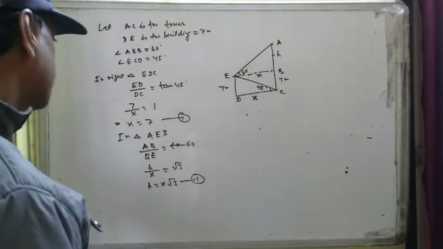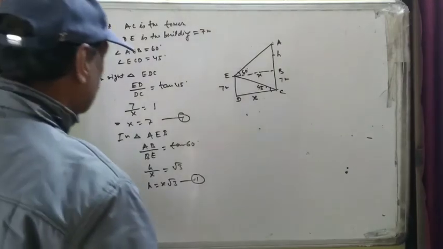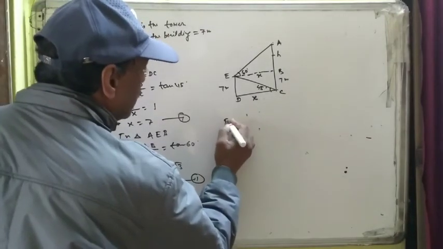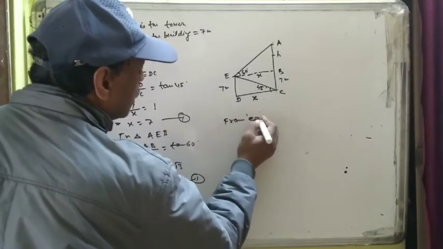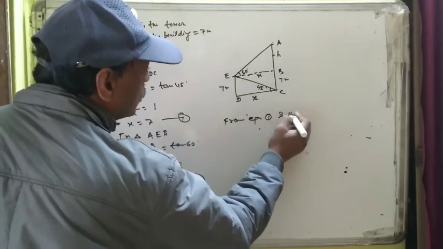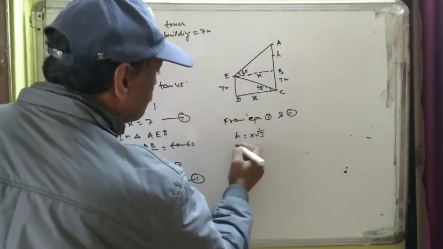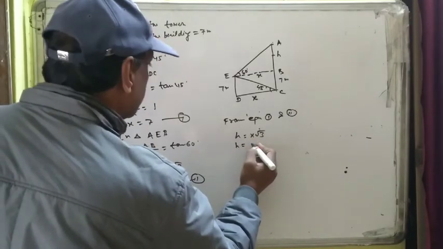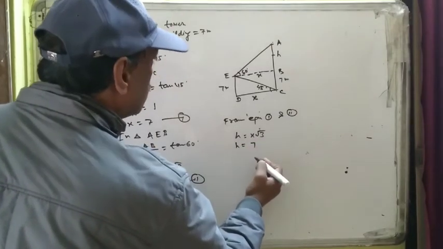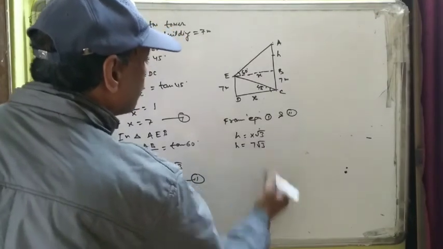Right, from equation first and second, we will try to get the value of h. So just write here from equation 1 and 2, h equal to x root 3. So at the place of x we can write here 7. So the h is 7 root 3.